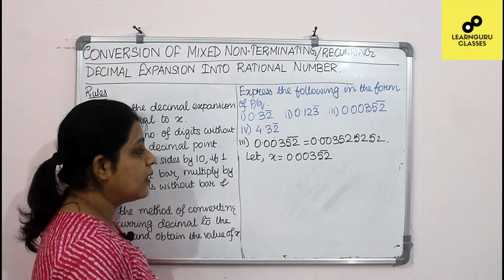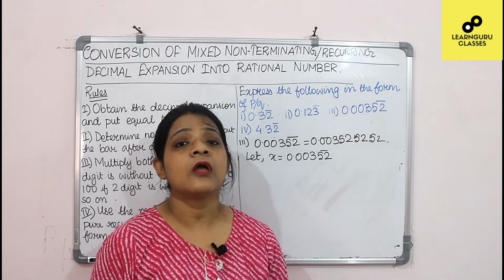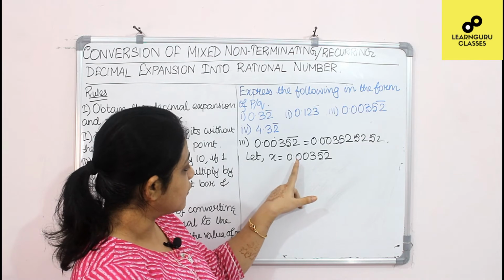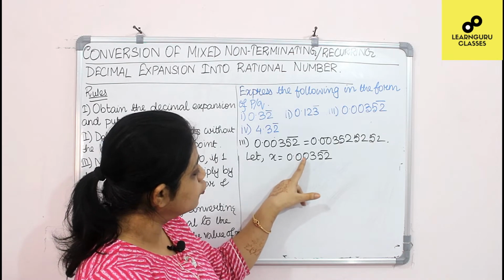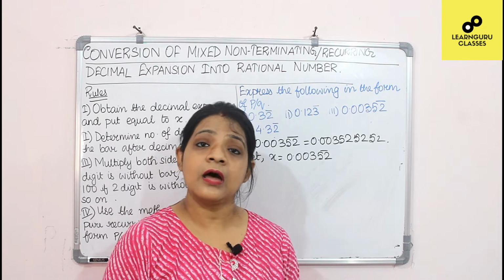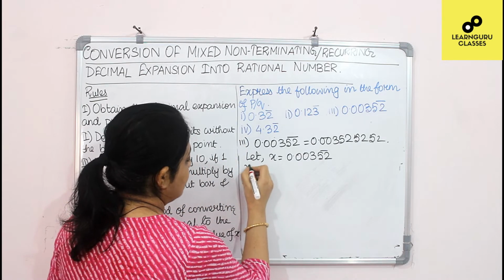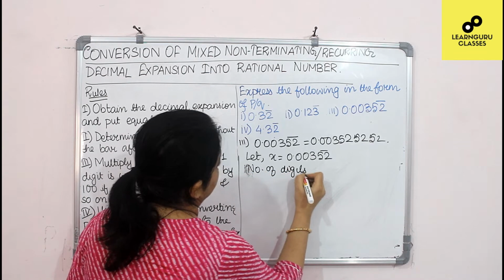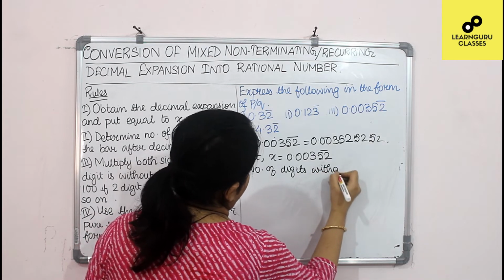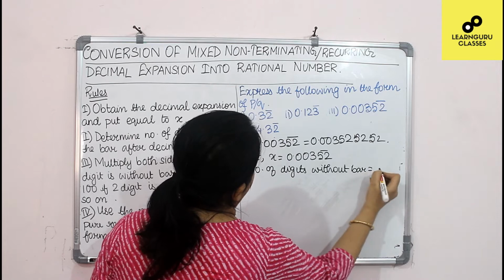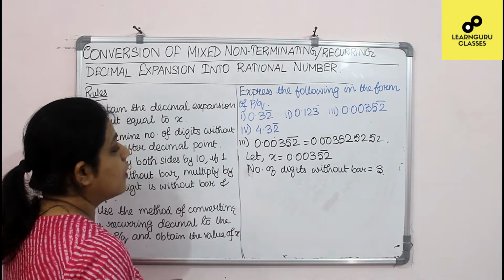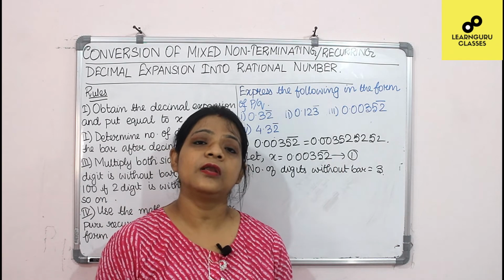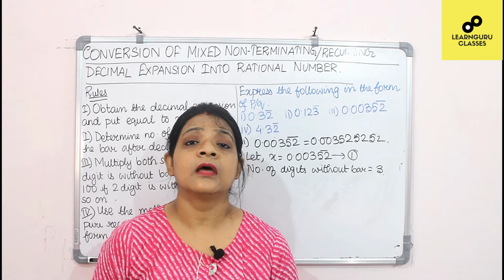0.00352 bar. Okay, next you have to find out how many digits are without the bar after the decimal point. So this is the decimal point. After that 1 2 3 digits are without the bar. So n, the number of digits without bar, equal to 3. Since 3 digits are without the bar, with what will you multiply? You will be multiplying it with 1000.